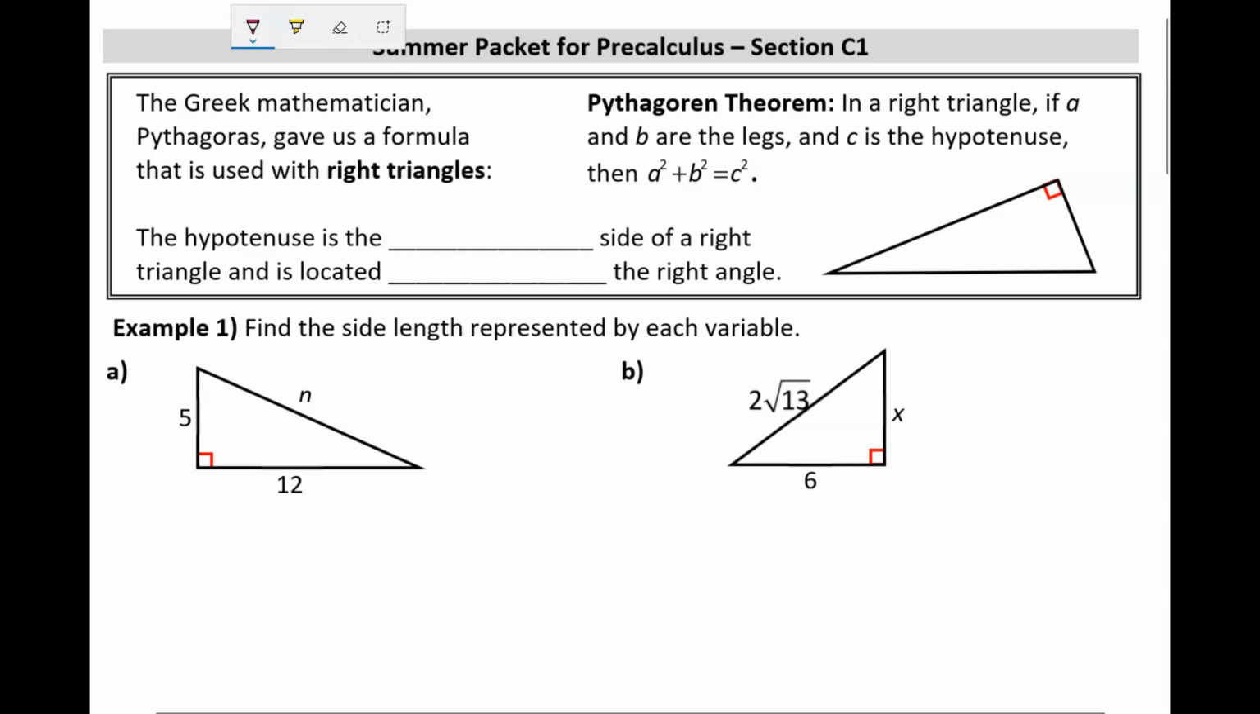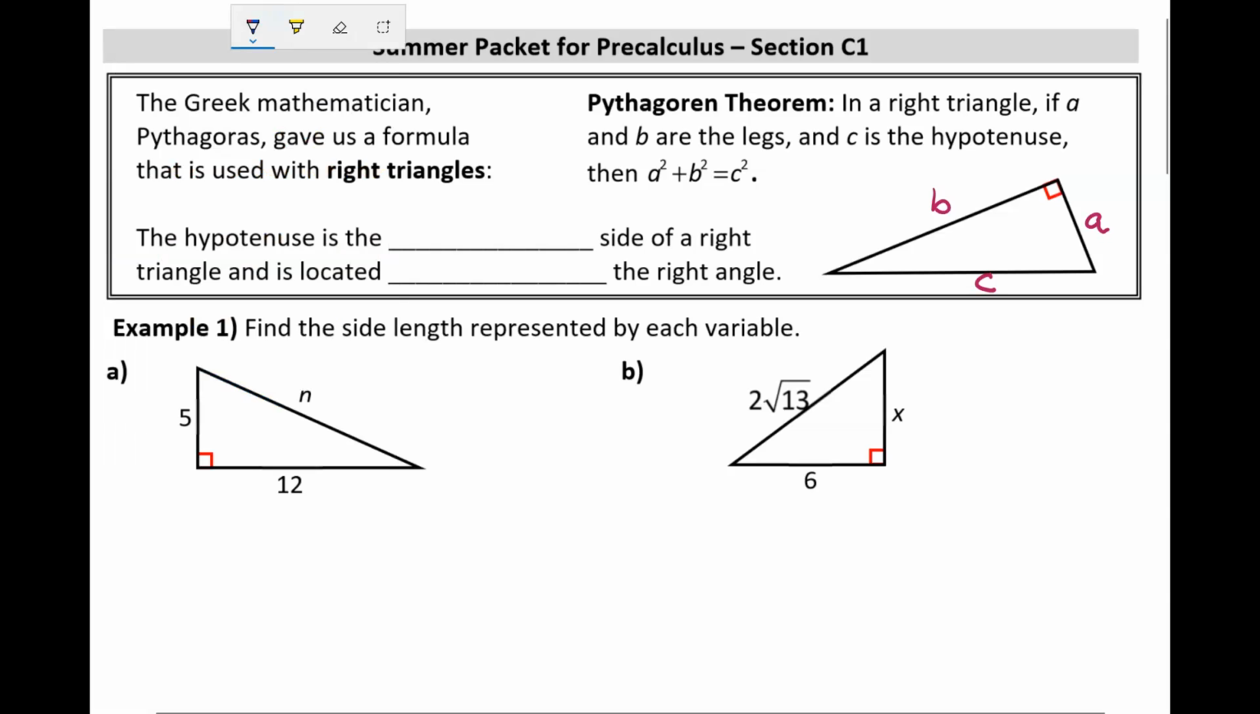In this third part of the packet, there's only one section on the Pythagorean Theorem. We're going to be using a lot of triangles in Precalculus, so it's important that you be very familiar with the Pythagorean Theorem. The Greek mathematician Pythagoras gave us this formula, and it's a squared plus b squared equals c squared, as you probably already knew, where a and b are the legs and c is the hypotenuse.